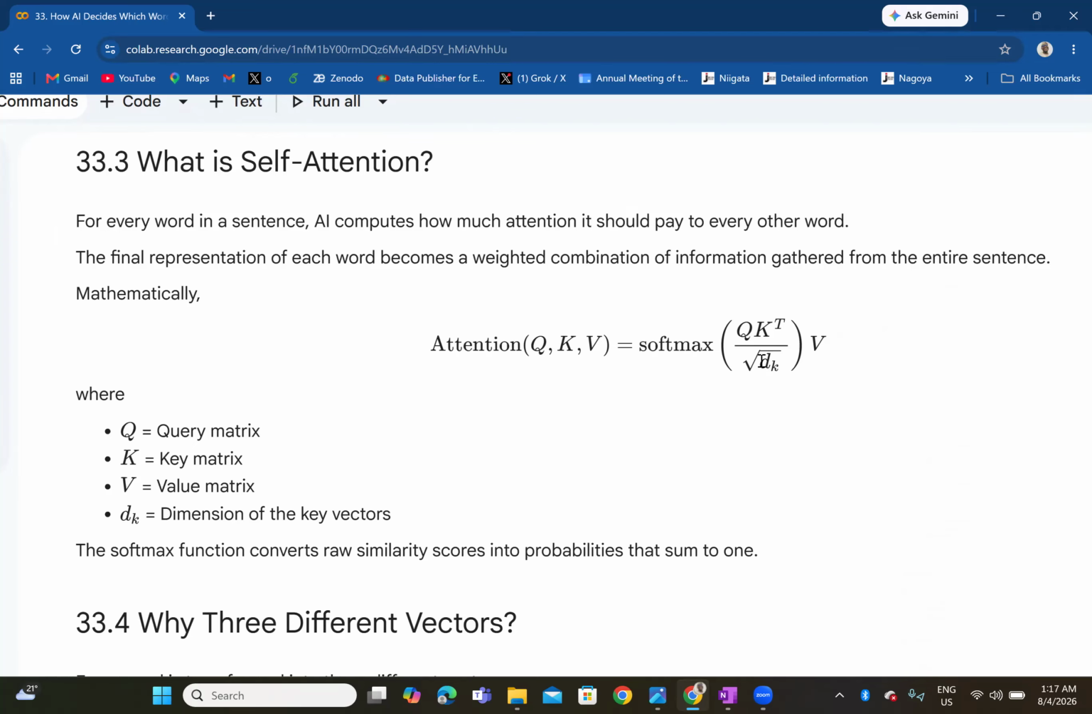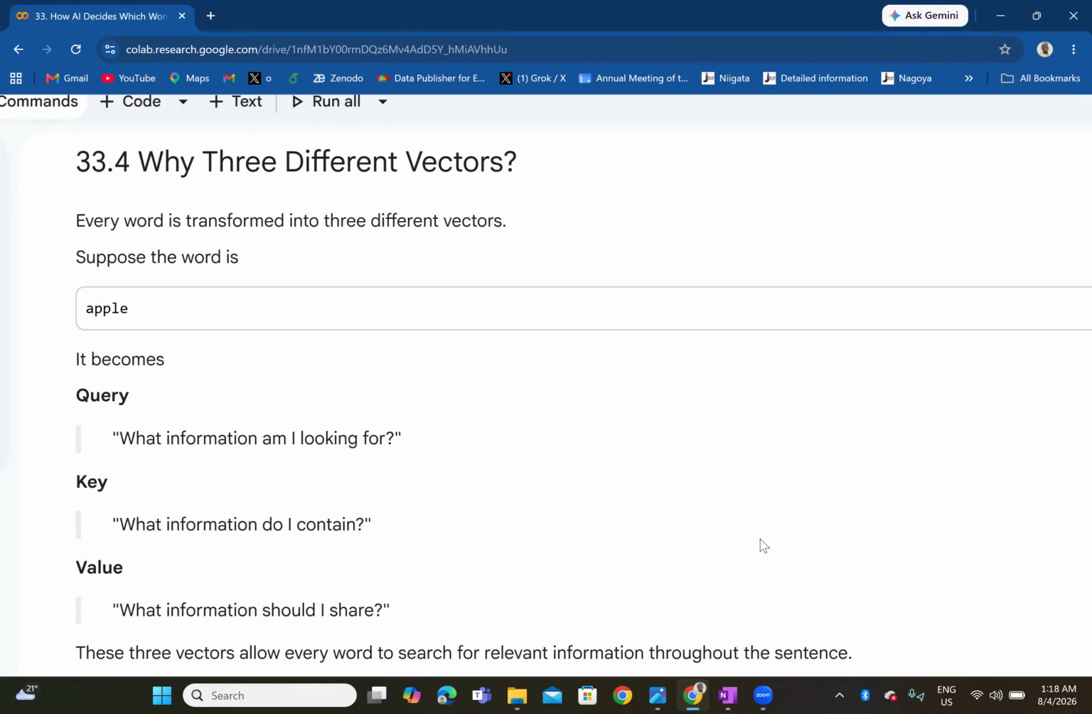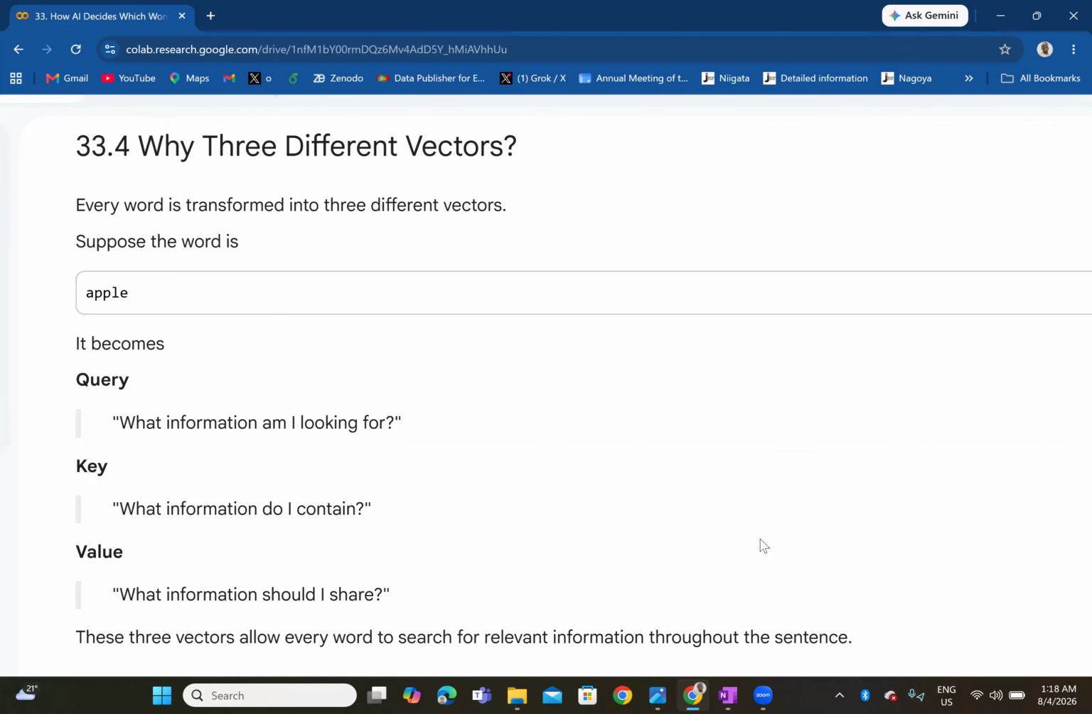I'm trying to remember the meaning of this division now. This is a dot product, right? And it is scaled. Yeah, I think it is scaled. So this attention score is scaled to make sure that there's stability, and then this softmax converts it into a probability, and then it is multiplied by the value matrix. So this d sub k then is the dimension of the key vectors. The softmax function converts raw similarity scores into probabilities that sum to one. I mean, we've dealt with that a lot of times.